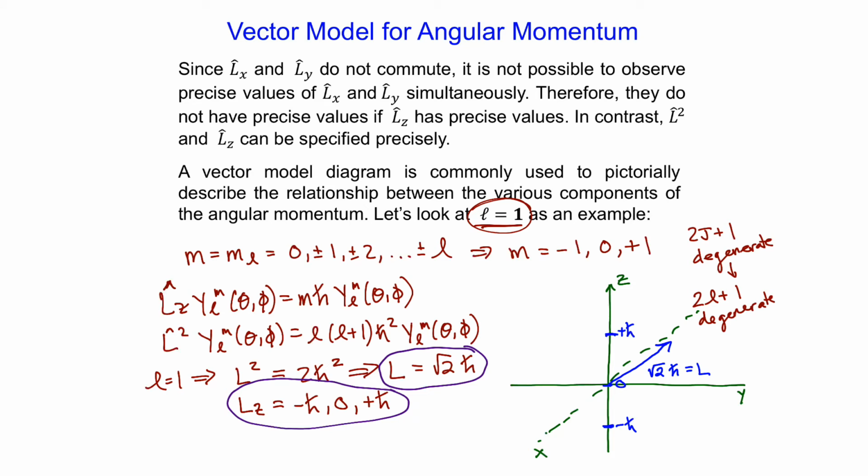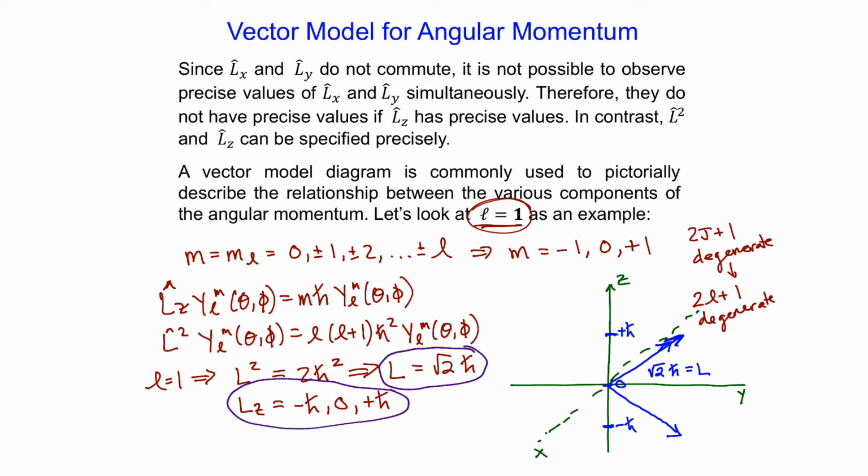All right, so we know, it didn't quite go high enough. So the vector goes as long as L, square root of 2 h bar, and as high as our Lz. So as high as plus h bar, or we can do the same thing in the other direction for minus h bar. Now how do we account for the x and y components?